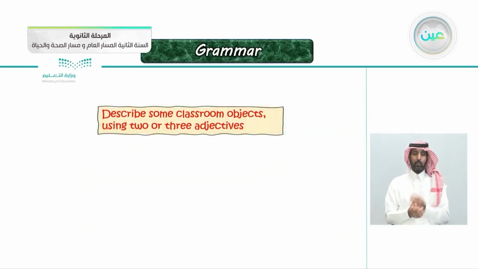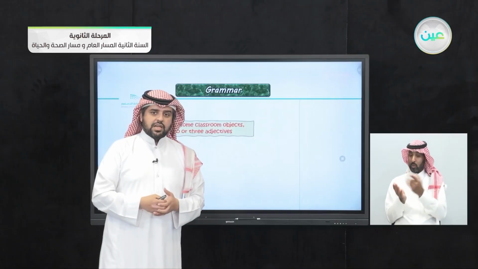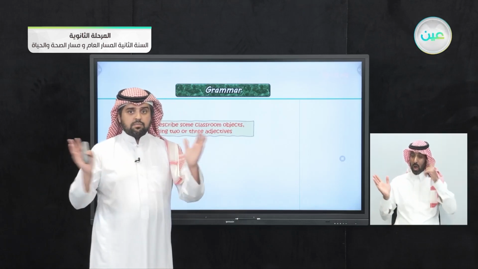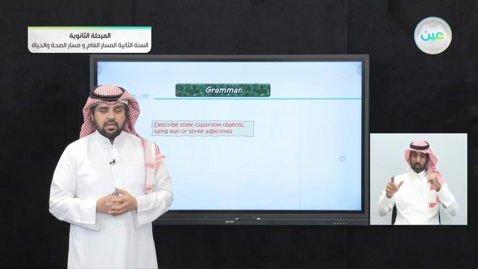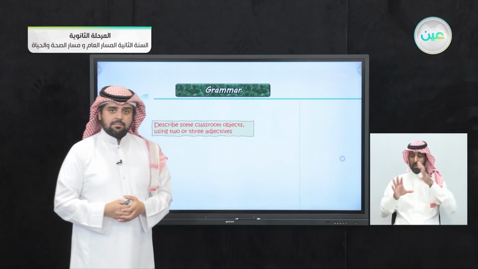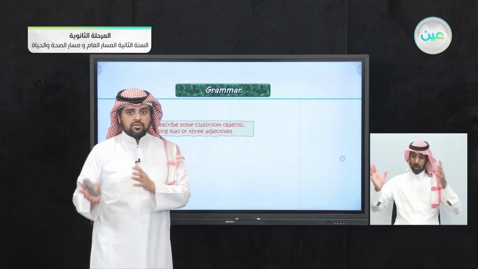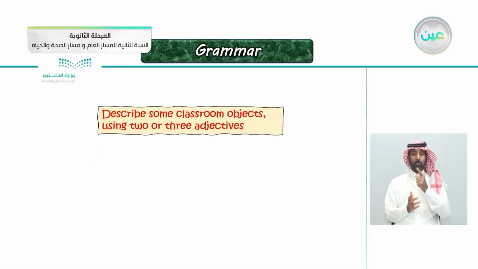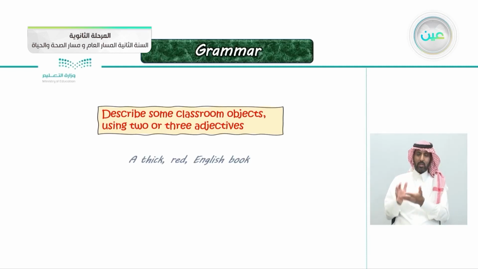Describe some classroom objects. Use 2 or 3 adjectives. Try to describe some object in your classroom. For example, the large white board that you use to project maybe some lessons. For example, the big green door for your classroom, and so on. So try to come up with sentences. Use 2 or maybe 3 adjectives to describe something that's in your classroom.